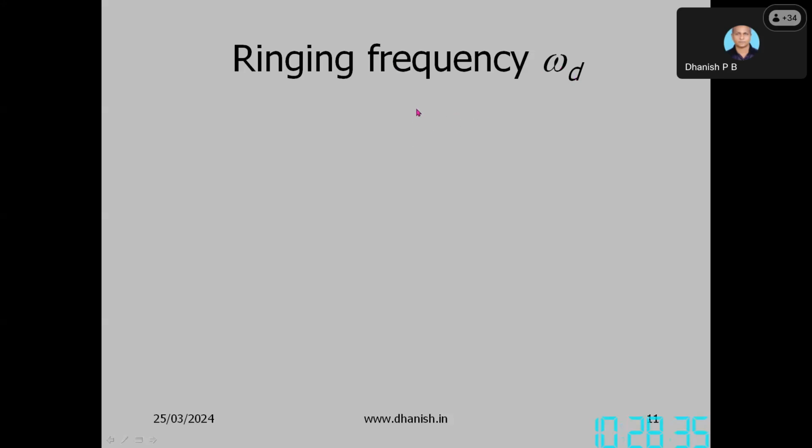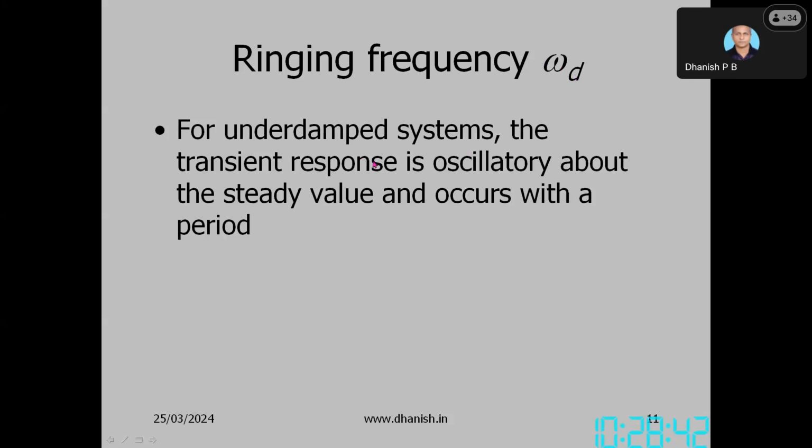Omega n is the natural frequency, but because of damping, it will not ring with that same frequency, it will be slightly changed. That is, for underdamped systems, the transient response is oscillatory about the steady value and occurs with the period Td equal to 2 pi by omega d. We want to find out this, so that's why we use omega d. And omega d is equal to omega n into root of 1 minus zeta square. This is for underdamped systems, so zeta should be less than 1.